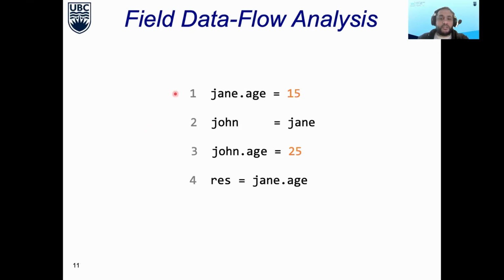In line 1, we assign the value 15 to the age field of Jane. Then in line 2, we assign Jane to John. In line 3, we set the age field of John to 25. Then we assign Jane's age to the result of this block of code. Now, let's try to find the last modification to the field Jane.age that is used at line 4. I'll pause a bit to let you look for this modification.